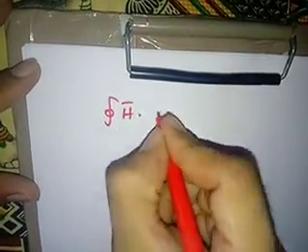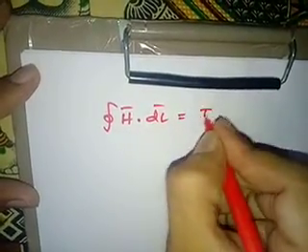According to Ampere's circuital law, we know that the closed line integral of H dot dl is equal to I enclosed.